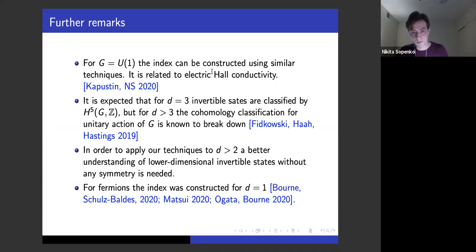And some of the results were also obtained in the case of fermions. The indices were constructed for 1-dimensional systems. But there are, of course, a lot of other things to do. Now physicists have conjectures about what kind of invariants we expect in lower dimensions, in 2 and 3 dimensions. And it would be nice to make some mathematical theory out of all that.